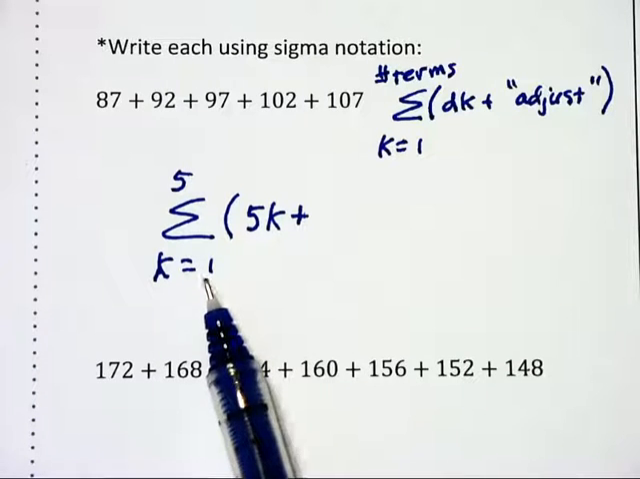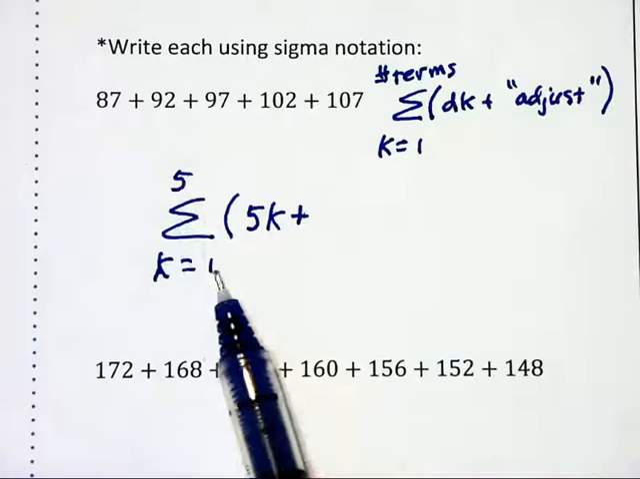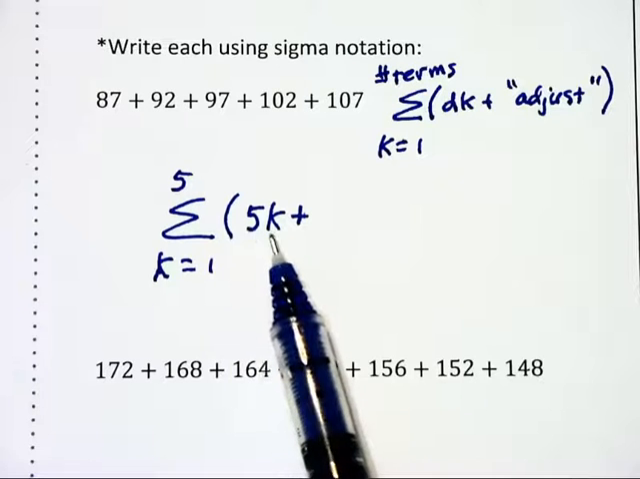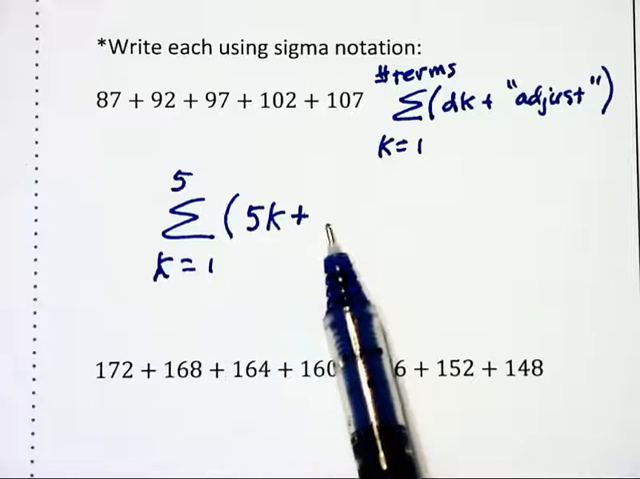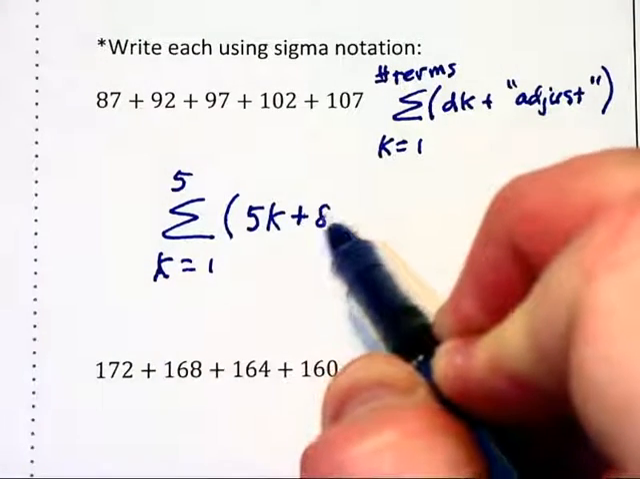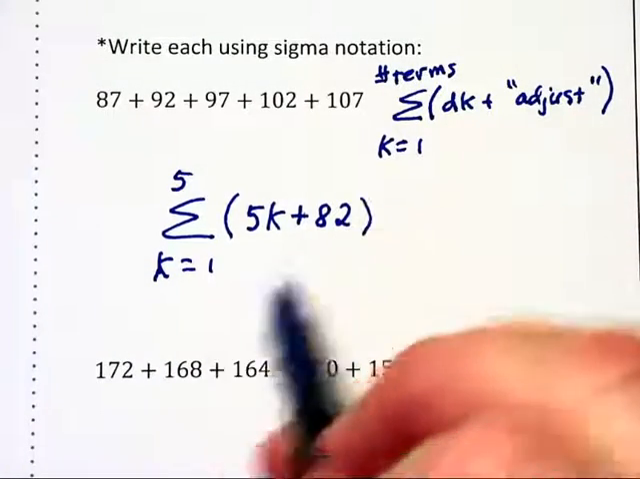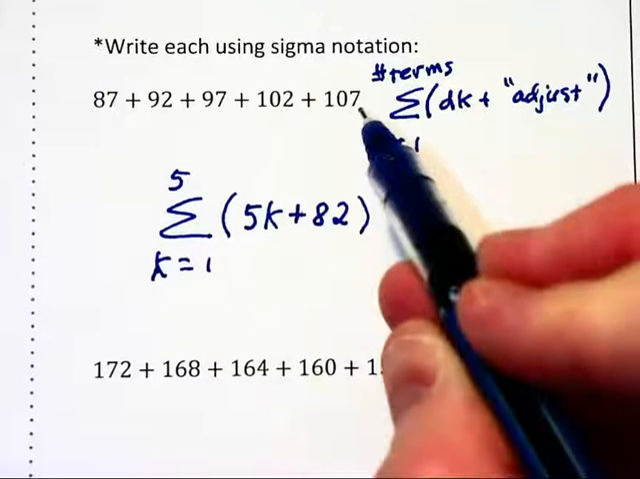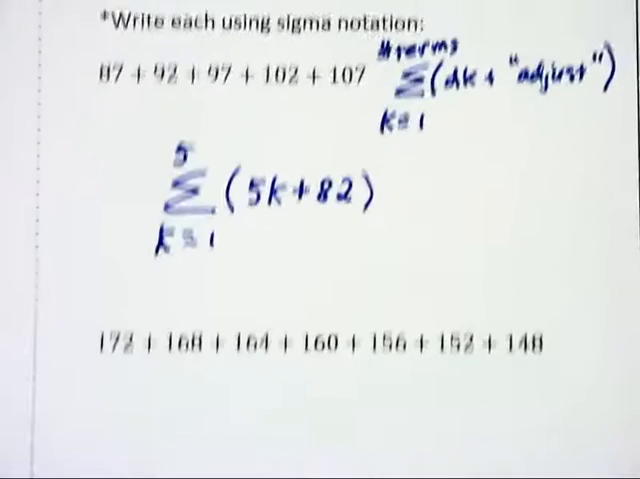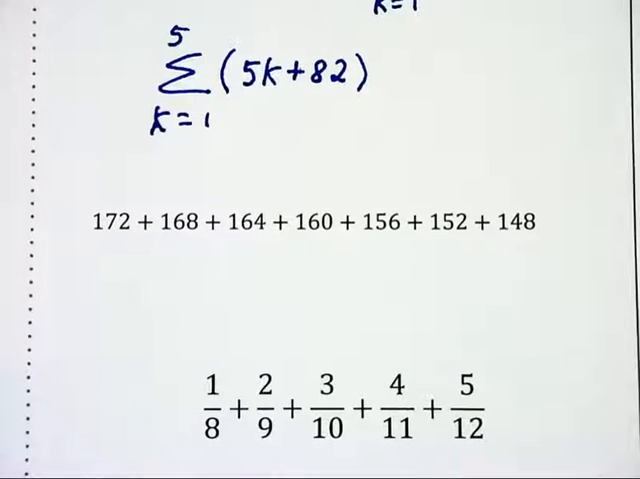We don't have to have our indices beginning with 1, but it's a lot easier if we do it this way. Now, when we substitute 1 in, 5 times 1 is 5, what number do we need to add to get to 87? Well, the answer to that is 82. And if you substitute in 2, 3, 4, and 5, you will see that we generate this 107 at the end, or all these terms as we should look at it.